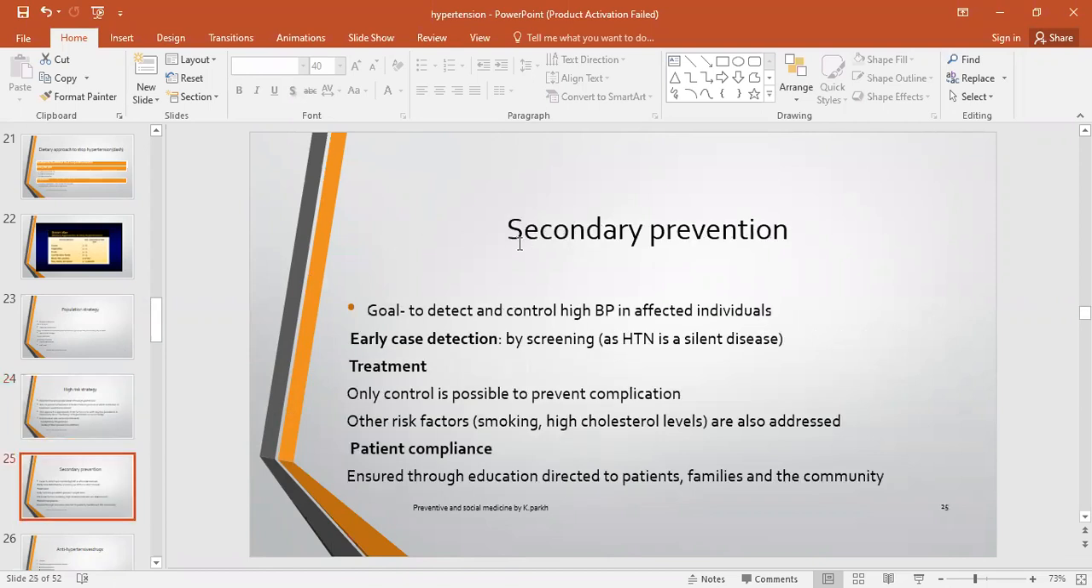Now comes the secondary prevention. The goals are to detect and control high BP in an affected individual. Early case detection by screening, because hypertension is a silent disease and only control of treatment is possible to prevent complications, and other risk factors like smoking and high cholesterol level are also addressed and ensured through education directed to patients, families and the community.